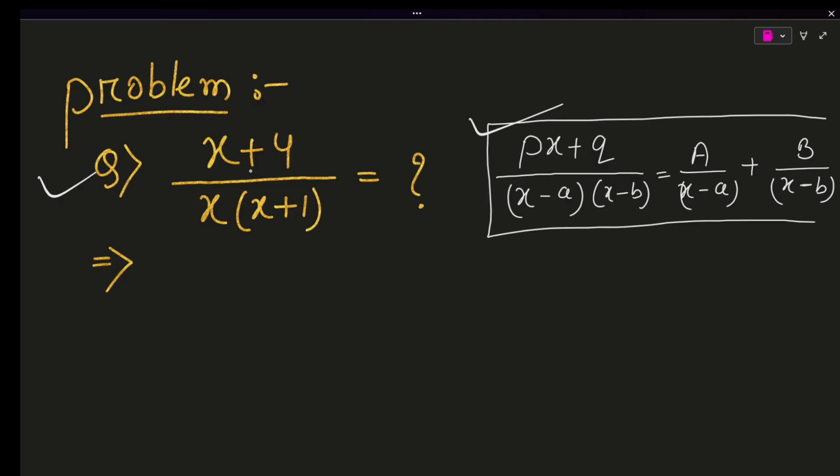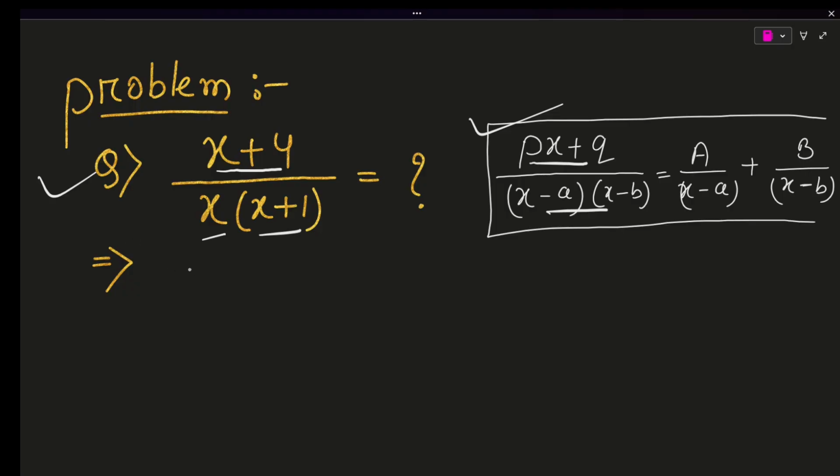You can see that in the numerator, this is a 1 degree polynomial. As per our rule number 1, in the numerator, it should be a 1 degree polynomial, and in the denominator, we should have factors. So in this question also, in the numerator, we have a 1 degree polynomial, and in the denominator, we have two factors. So what will we do?